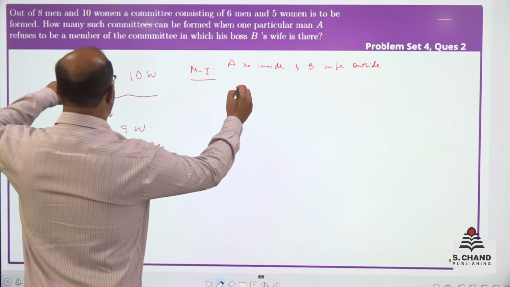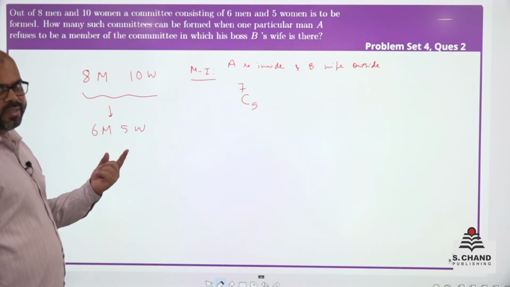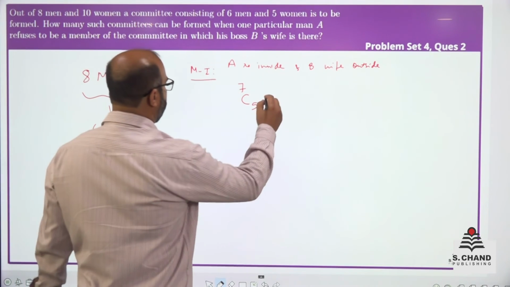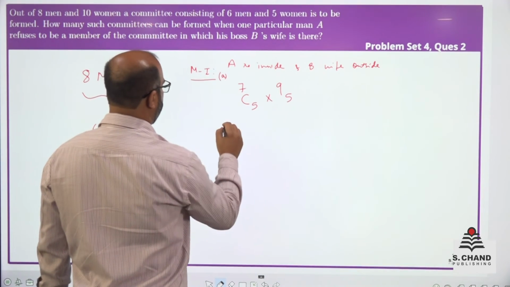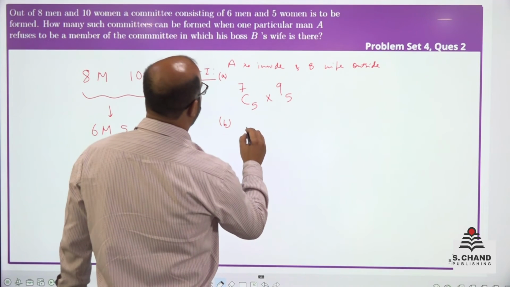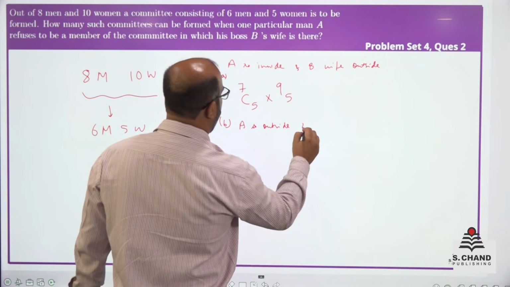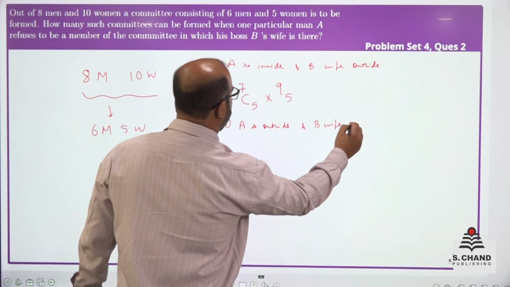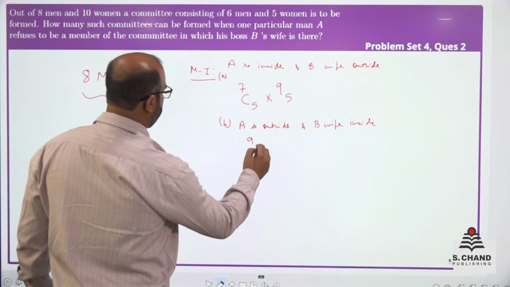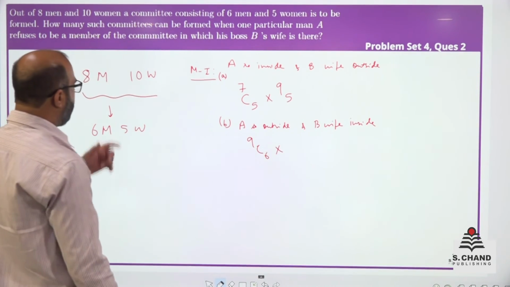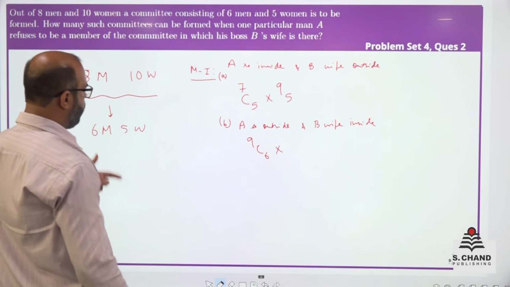So, out of 8 men, there are 7 remaining, and you have to select 5 because 1 is already there, and out of 9 women you have to select 5. This is case A. Case B is A is outside and B's wife is inside. So, out of 7 men you have to select 6, and here B's wife is already inside, so out of 9 you have to select 4.